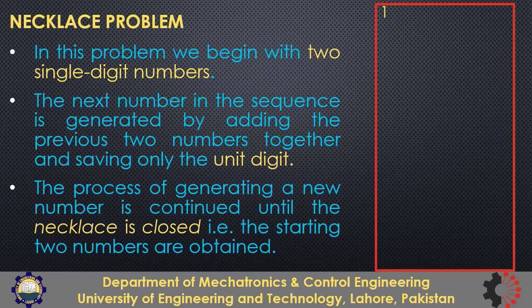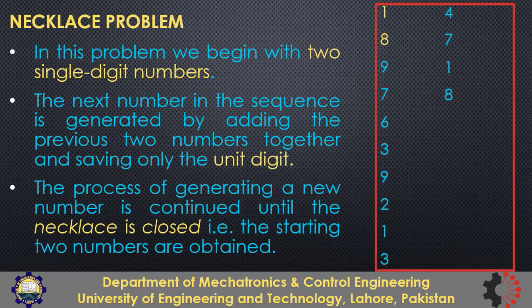Let's see the example here. Suppose the two numbers entered by the user are 1 and 8. To generate the next number of the sequence, we will add those and it will be 9, which is the next number. Now we will add 9 and 8, which is 17, but we have to just take the unit digit, and that is 7. Now we have to add 9 and 7. The result is 16 and the unit digit is 6. And we will continue this process.